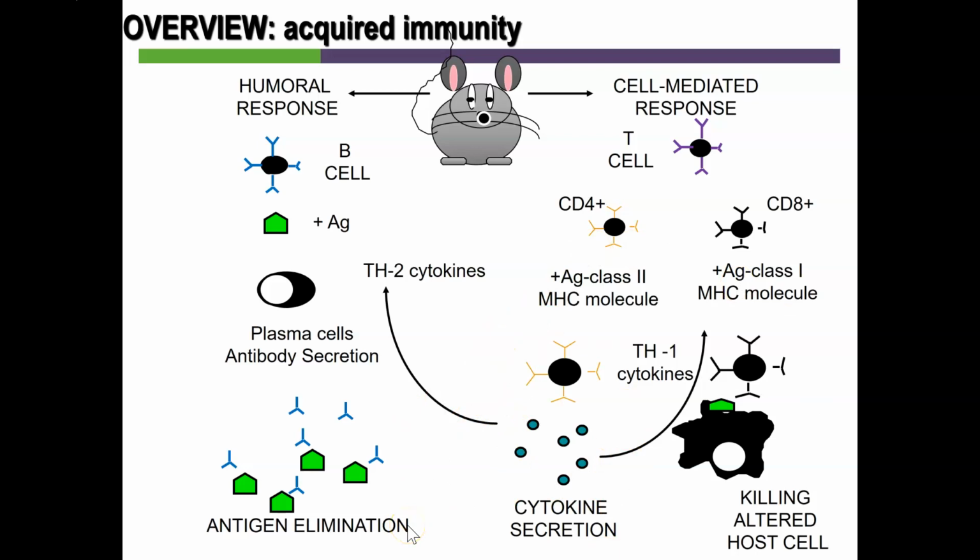If they are T helper type 1, their cytokines will activate the CD8 positive T cells, and they will undergo clonal expansion and self-stimulation, and they will kill altered cells by using that perforin and granzyme system. This is how to kill using a cytotoxic T cell.